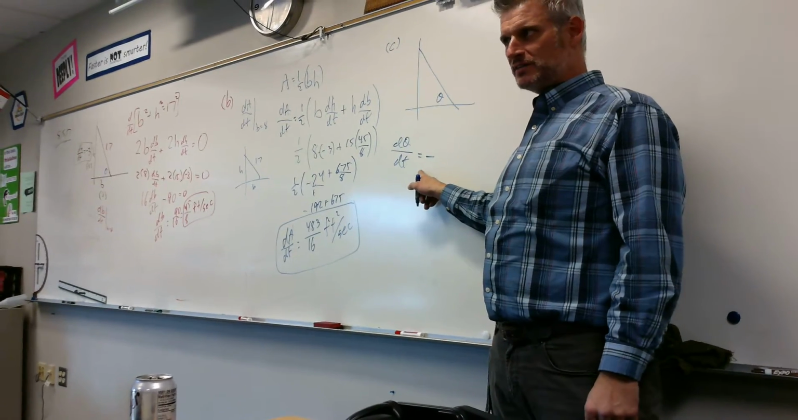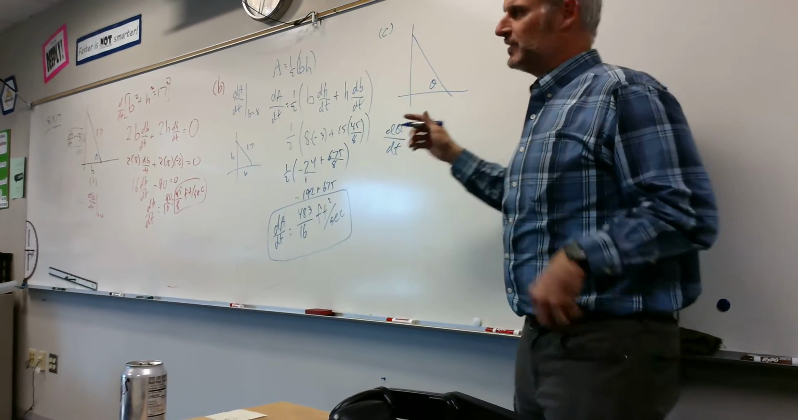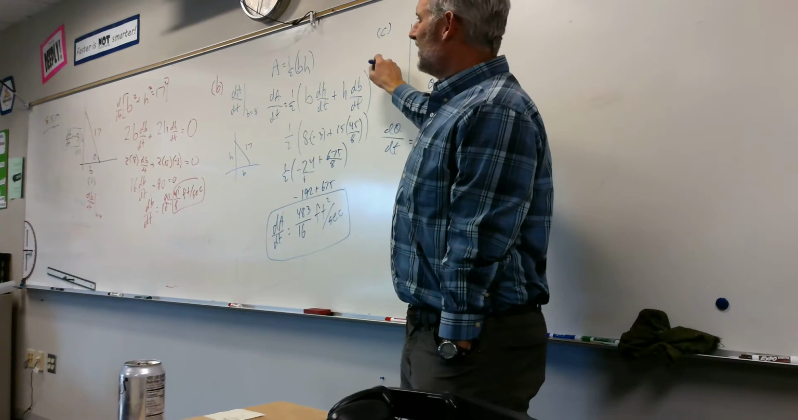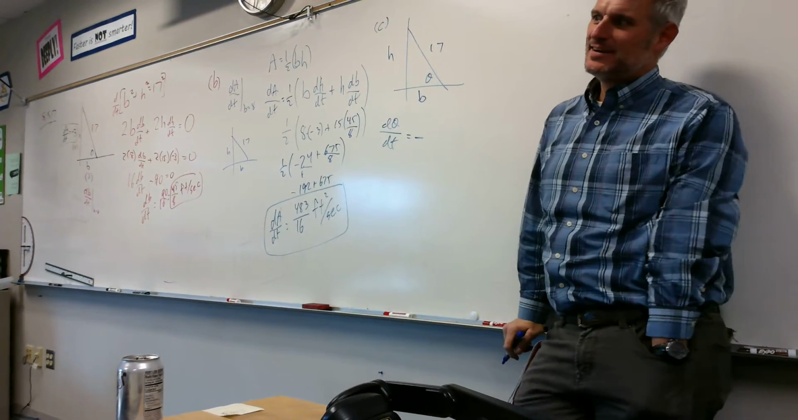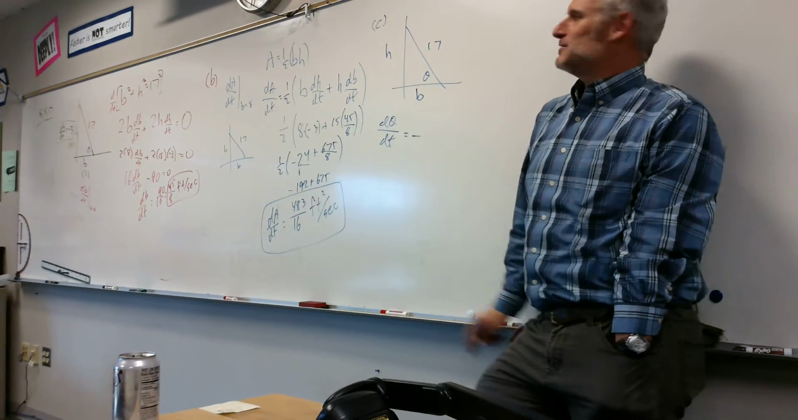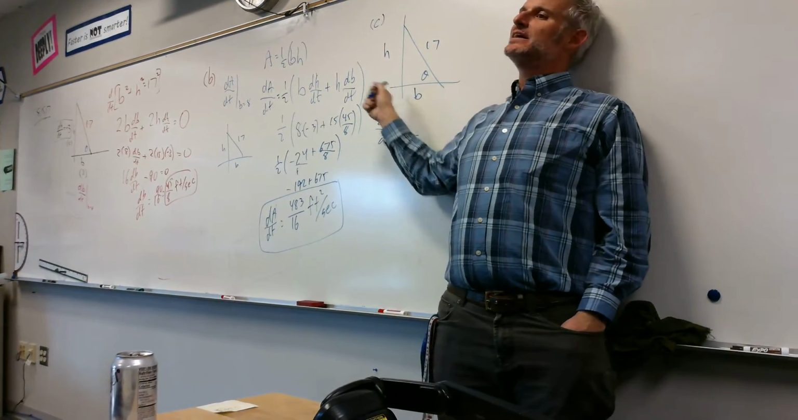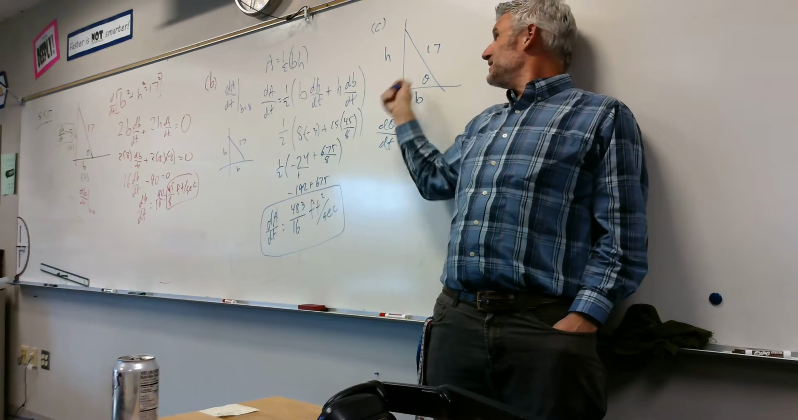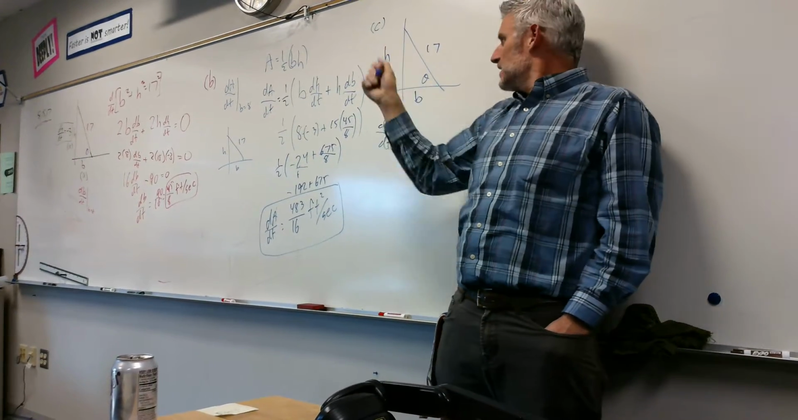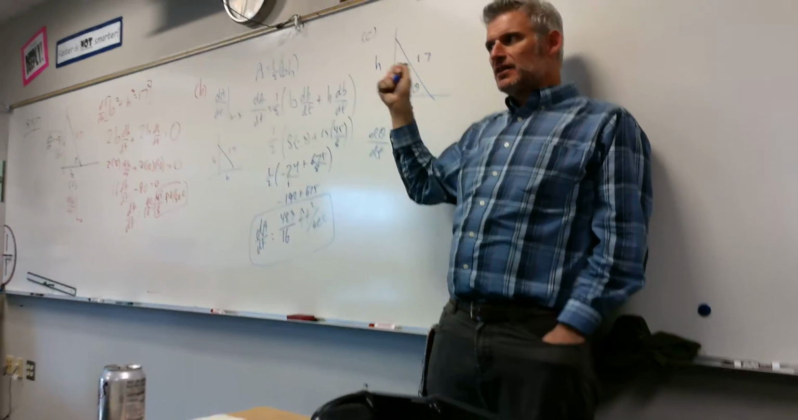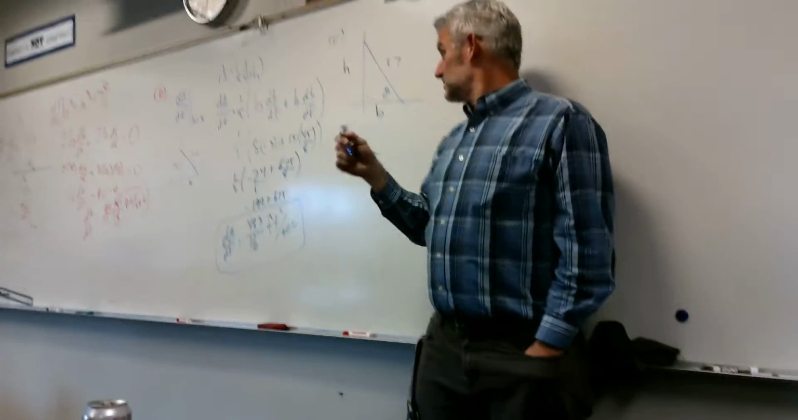Okay. So is that okay? My angle should be getting smaller. D theta dt should be negative. Okay. Here's a problem though. That's h, and that's b, and that's 17. I need a relationship between theta, b, h, and 17. Let's do some trig. Sine. The sine of theta equals h over 17.